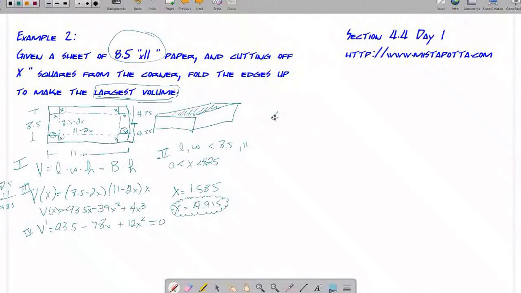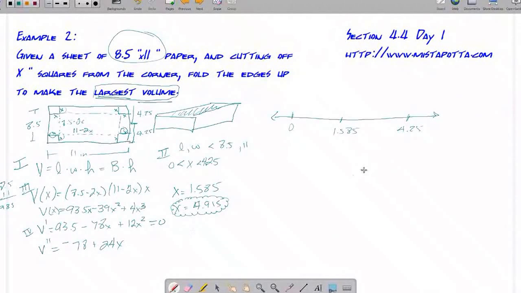So what I'm really interested in is the behavior of my first derivative from 0 to this 1.585, and from 1.585 to 4.25. And remember, I'm looking for a largest volume. I really hope that I get increasing and decreasing. And so what I'm going to do is substitute a value. Actually, you know what? The first derivative doesn't seem that nice. I think I'm going to go with the second derivative. The second derivative would be negative 78 plus 24x.